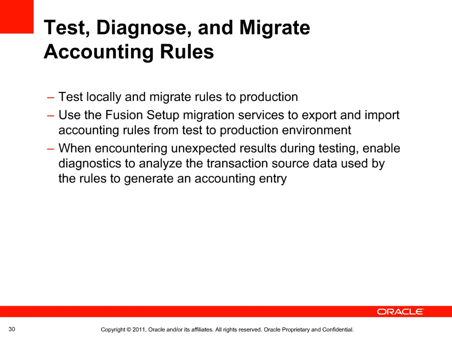Before going live with the accounting rules, it is important to thoroughly test the rules and ensure the entries generated match the expectations. If entries do not match expectations, the Accounting Event Diagnostics Report can be used to analyze the transaction data that was used for the generation of a particular entry. This helps identify any rule definition that needs to be modified to get the desired accounting. Once testing is completed, Oracle Fusion Setup Migration Services can be used to move the accounting rule setups from a test environment into a production environment.